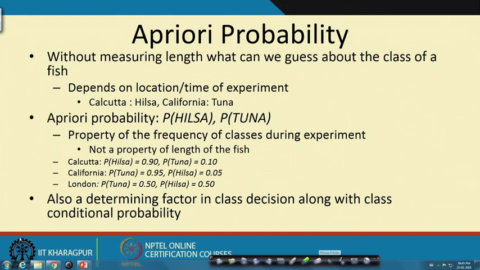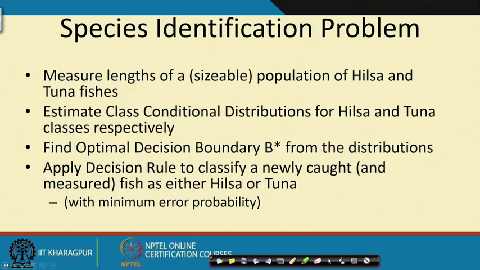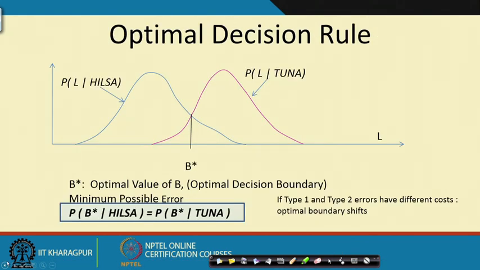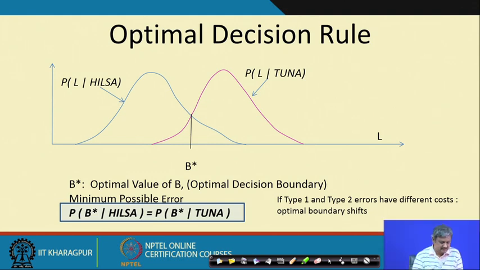We continue our discussion on the Bayes classification rule. To quickly review what we have studied so far, we draw the class conditional distribution, that is, if I know the class is Hilsa, what is the probability that the fish has a length L, similarly for tuna. And I found that the optimal decision boundary was at the intersection of these two curves.